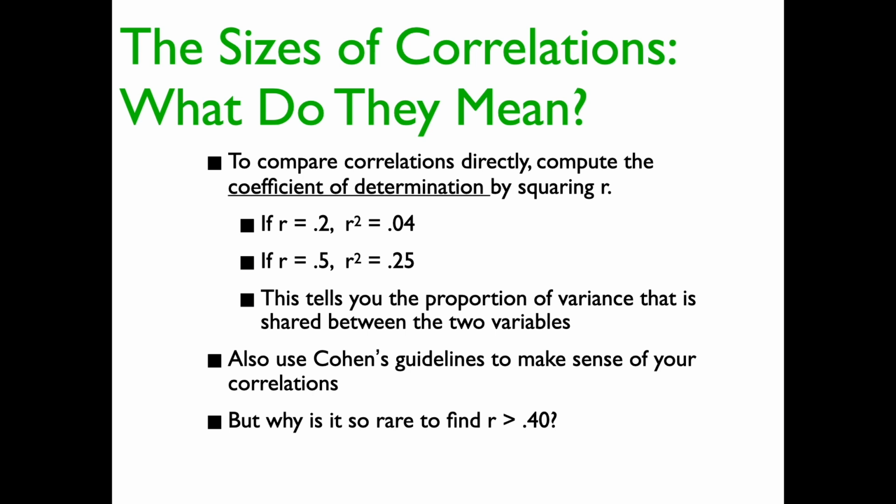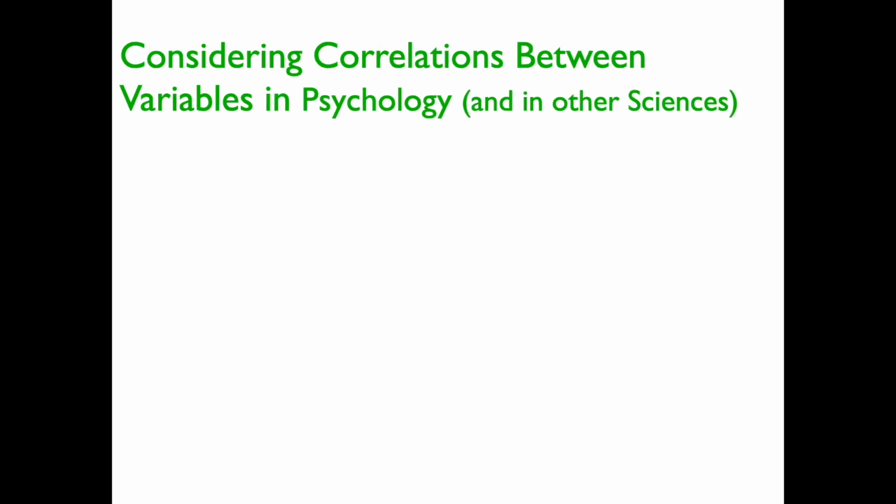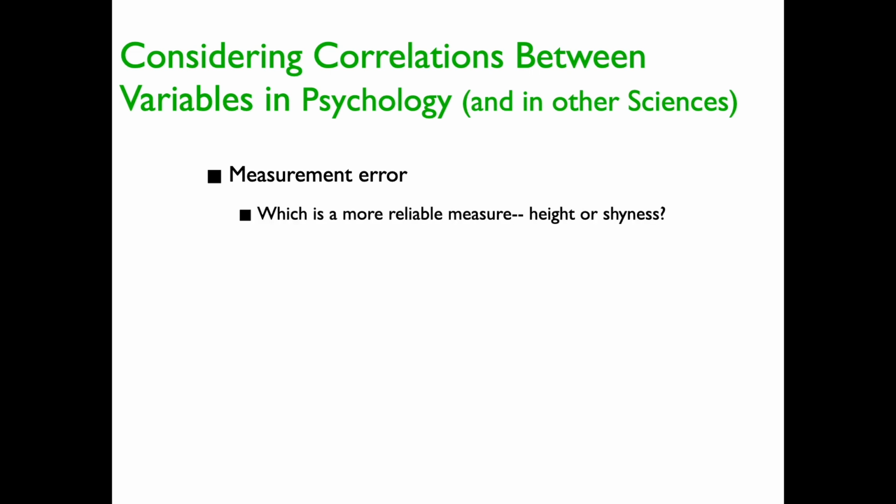What's going on in psychology and other sciences? One of the things that we know is going to determine how big the correlation is is how much measurement error there is. For instance, think about just measuring height versus shyness. Which one's more reliable? Measuring someone's height or measuring how shy they are? Now, I hope you could figure the answer there would be height, right? Shyness could be a pretty unreliable measure.